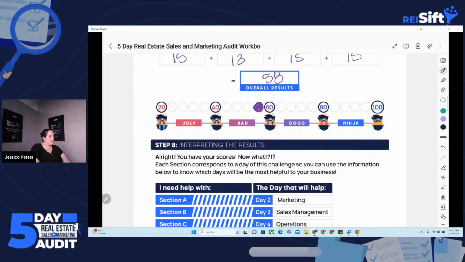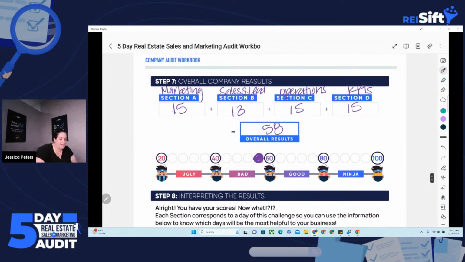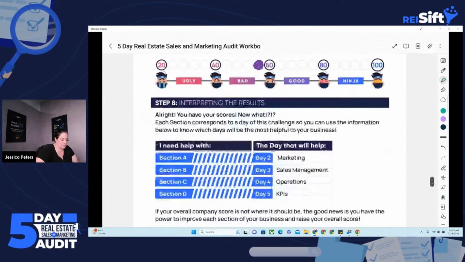So what this allows us to do is dial in. If these were my genuine scores for our group company here, I would want to dial into sales and lead management first this month or this quarter and tighten up that process. And then audit myself again at the end of the month or the end of the quarter, and then focus on the next section next. You want to tackle the lowest score first.